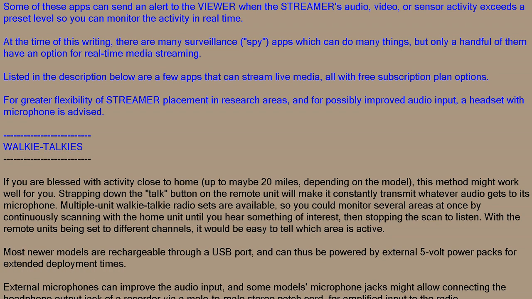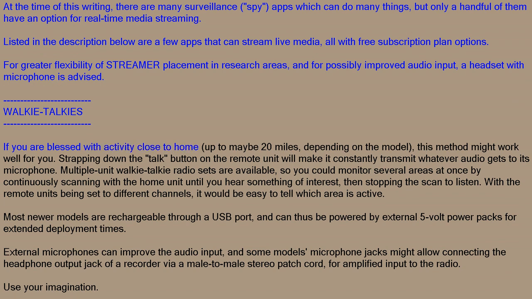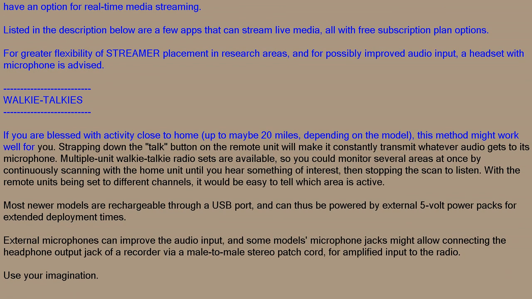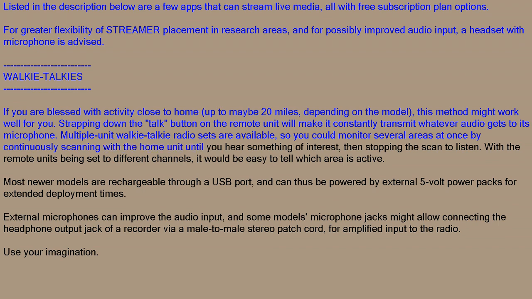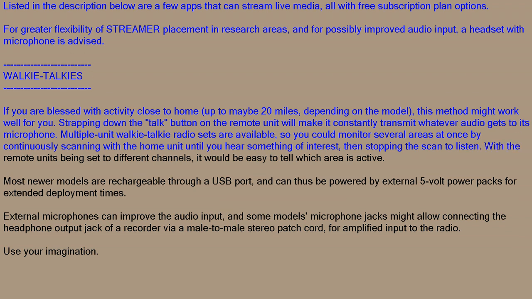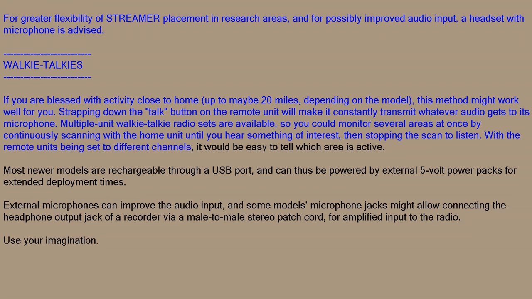Walkie-talkies. If you are blessed with activity close to home, up to maybe 20 miles, depending on the model, this method might work well for you. Strapping down the talk button on the remote unit will make it constantly transmit whatever audio gets to its microphone. Multiple unit walkie-talkie radio sets are available, so you could monitor several areas at once by continuously scanning with the home unit until you hear something of interest, then stopping the scan to listen. With the remote units being set to different channels, it would be easy to tell which area is active.